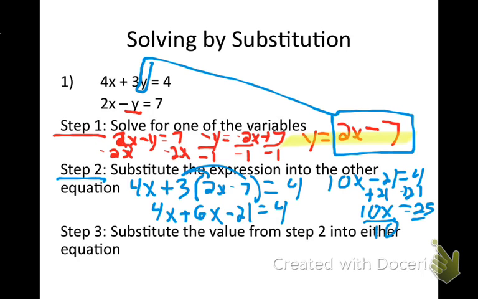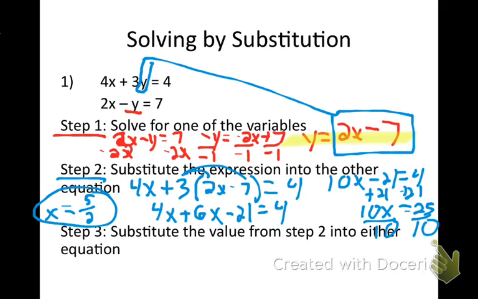Divide by 10. Now I'm going to get x to equal 25 over 10, 2.5, or 5 halves, all the same thing. I'm going to leave it as 5 halves, just because I like improper fractions. But yeah, 2.5, all the same thing. I get x equals 5 halves.